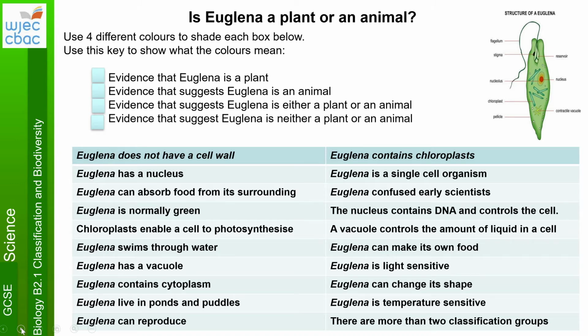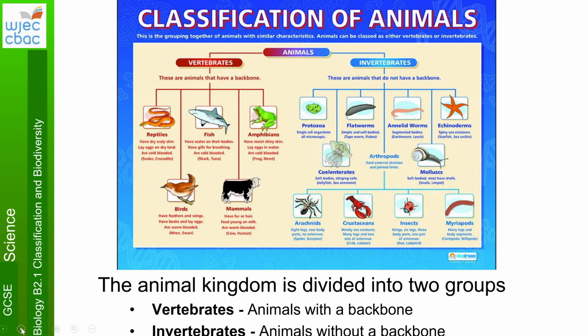Is Euglena a plant or an animal? Choose 4 different colours and colour code the statements to show if the evidence suggests Euglena is a plant, a different colour for if the evidence suggests it's an animal, another colour if you think it's either a plant or an animal, or another colour if you think it's neither a plant or an animal. For further research on page 6, you can research the full classification for a human, a dog of your choice, a sheep, and a daffodil.